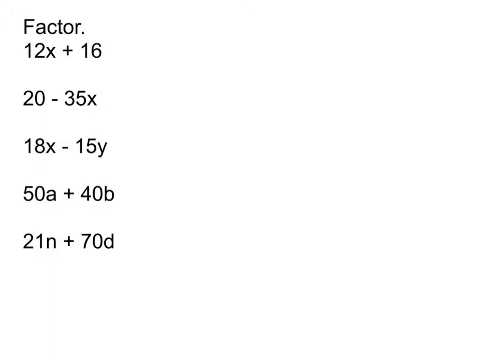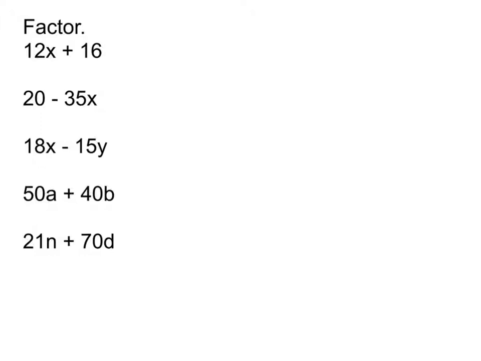Well, remember that the first type of factoring that we saw was where we divide each term by the same thing. So if I take a look at that first one, the 12x and the 16, what can I divide both 12 and 16 by? There's two options. There's 2 and there's 4. I want to use the biggest one, so I'm going to use the 4.